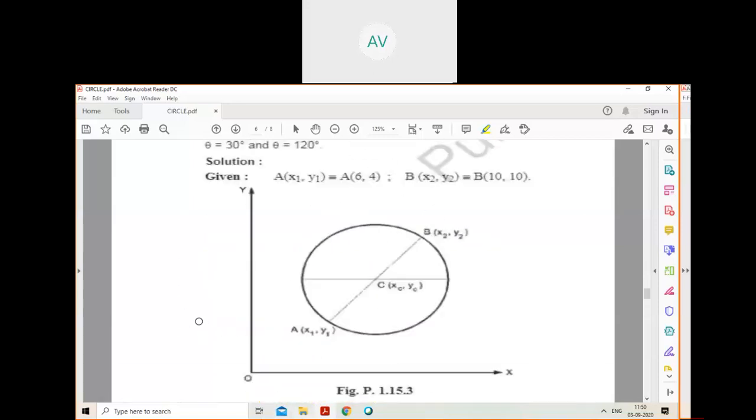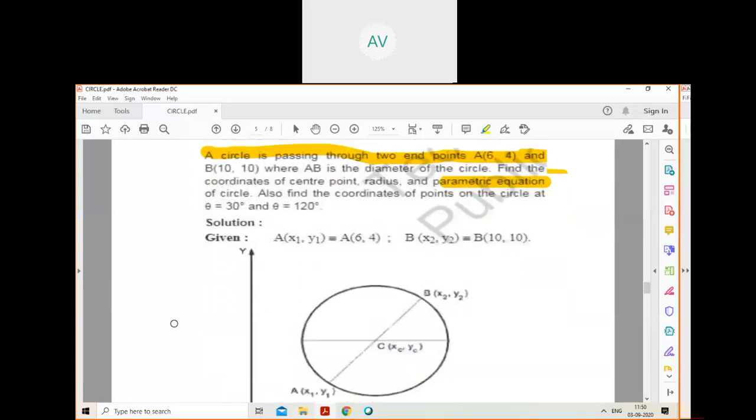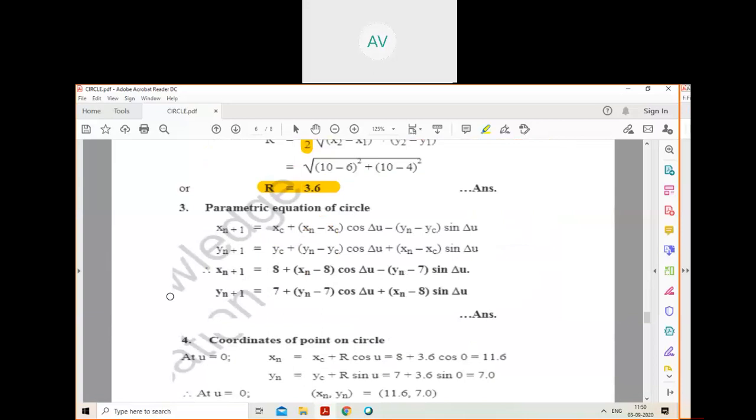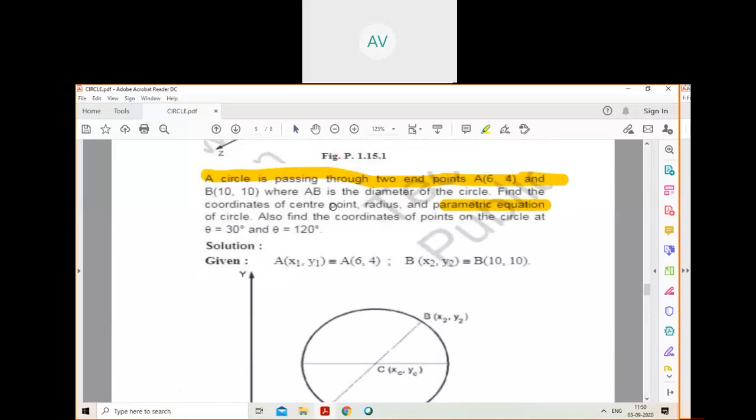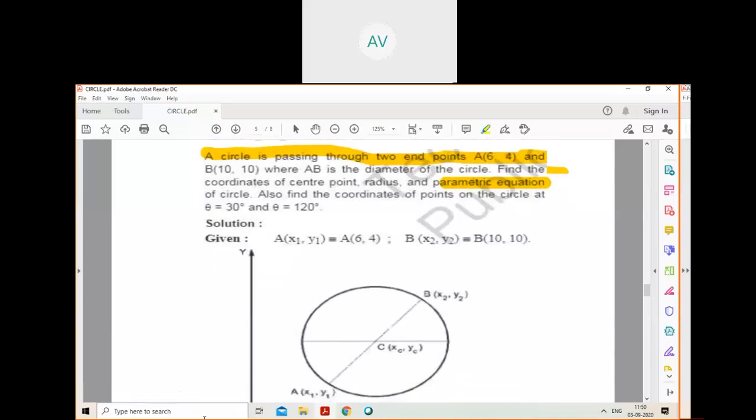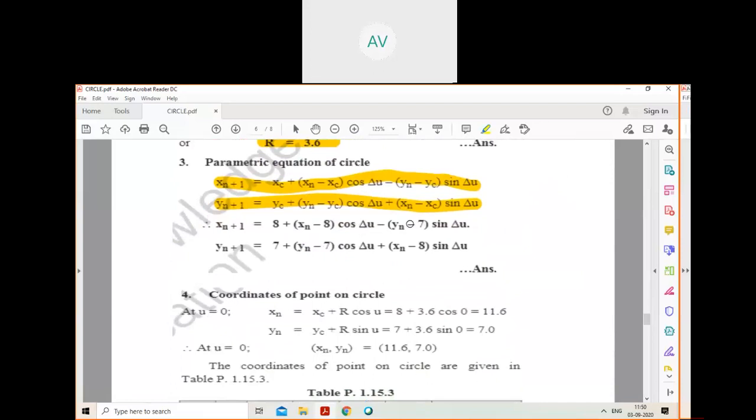Then next, what you have to find is the parametric equation of the circle. Earlier we defined the parametric equation of the circle, written here. The important thing here is to find the coordinates of points on the circle at 30 degree and 120 degree. So what will we do here? We will take the incremental angle as 30 degree.